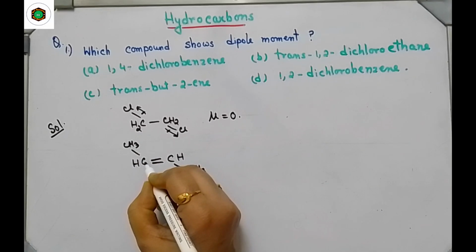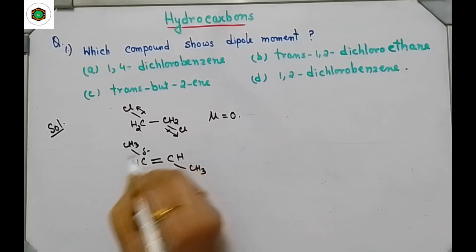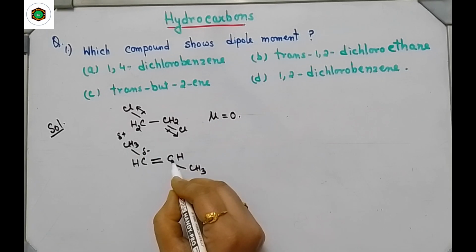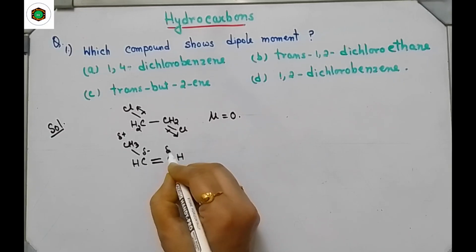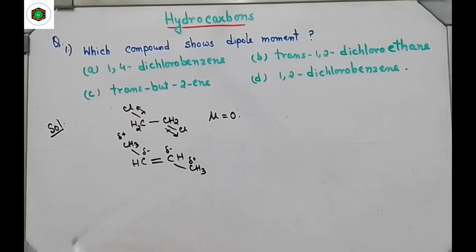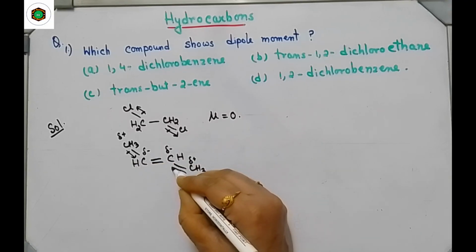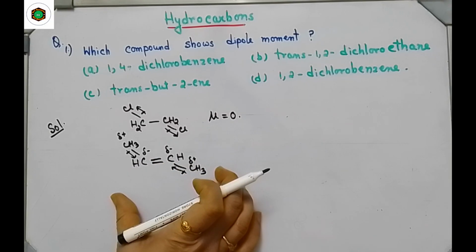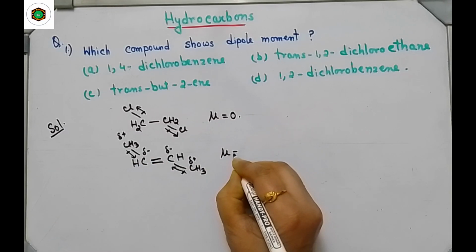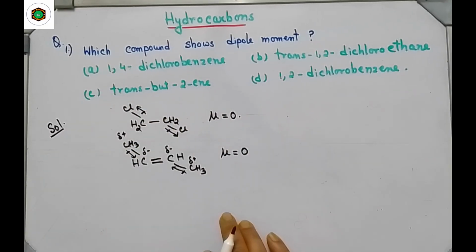Since this carbon is sp2 hybridized and this carbon is sp3 hybridized, this has partial negative charge, and this has partial positive charge. Similarly, this carbon is sp2 hybridized, therefore it has delta minus. Since this carbon is sp3 hybridized, it has delta plus charge. So here the bond moment directions are in this direction and in this direction, and due to symmetry these two bond moments cancel each other, and the net dipole moment is 0. Therefore, this compound is also non-polar.